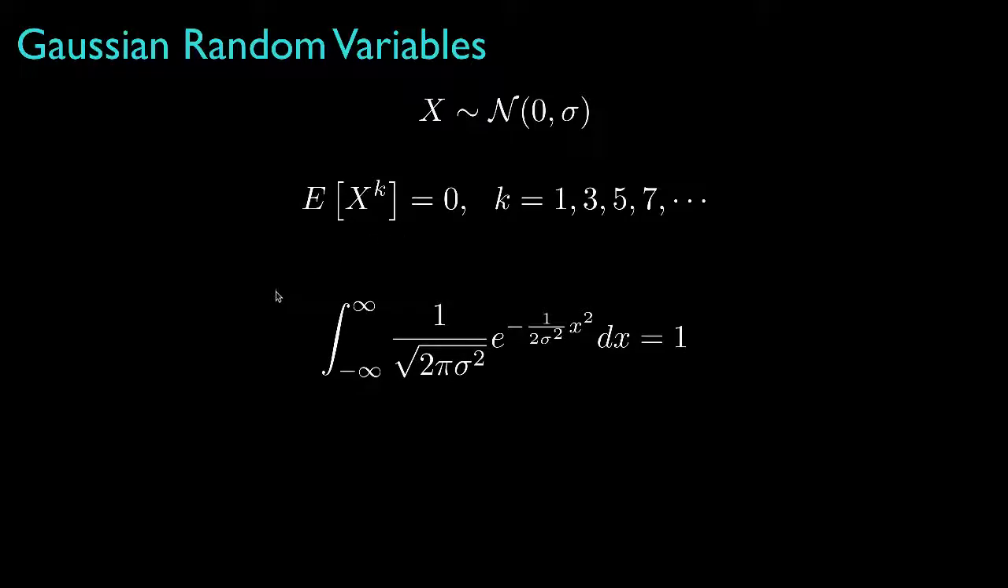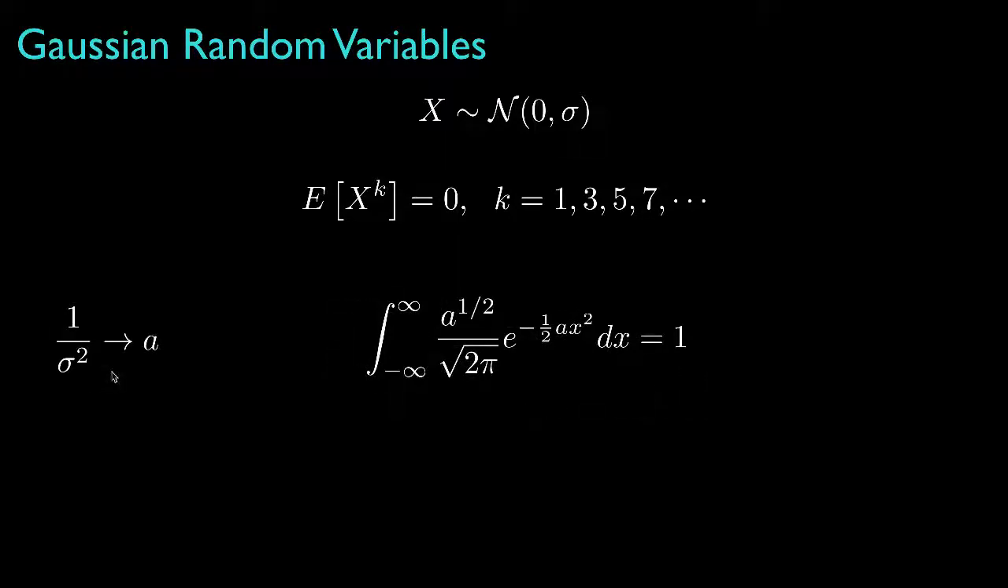Now, to examine the even moments, let's begin with the fact that the integral of any probability density is equal to 1. Then, we'll substitute a variable a for 1 over sigma squared so that the density now can be represented in terms of the variable a. Then we'll move the factor of the square root of a to the right-hand side, and after doing that, we'll take the derivative of both sides with respect to this variable a.